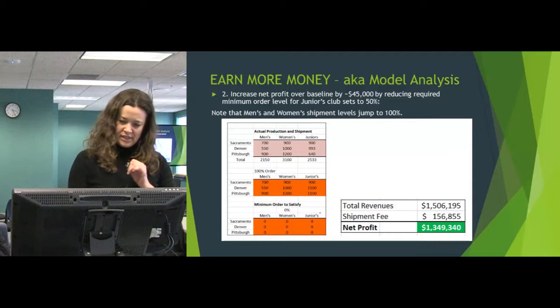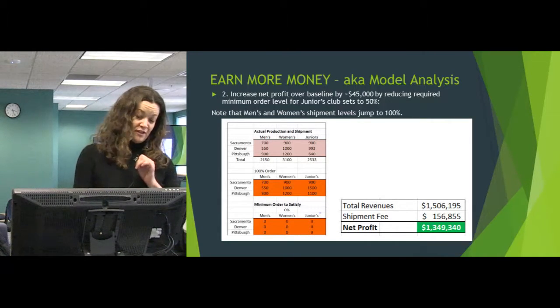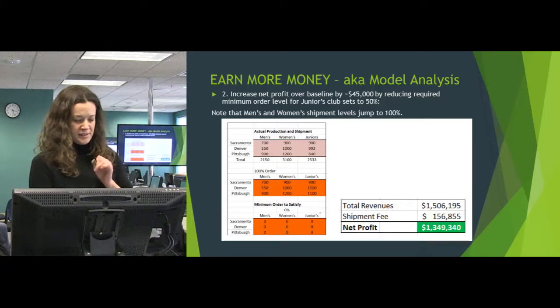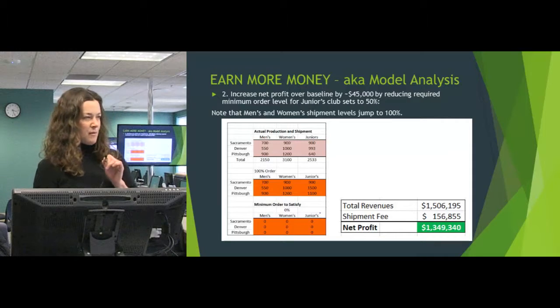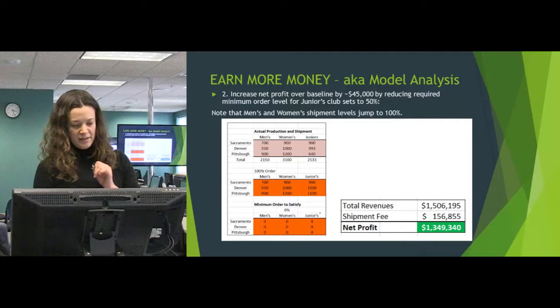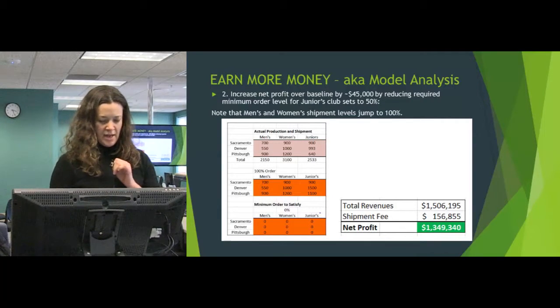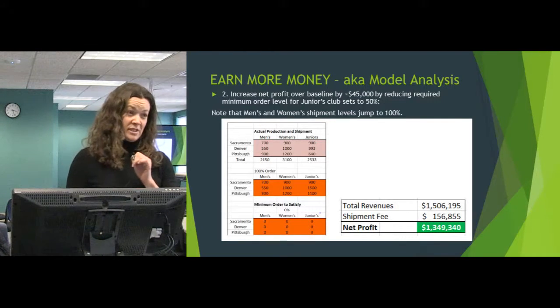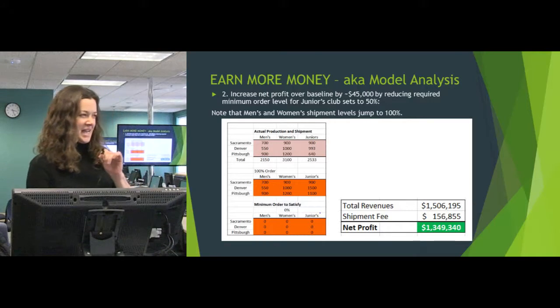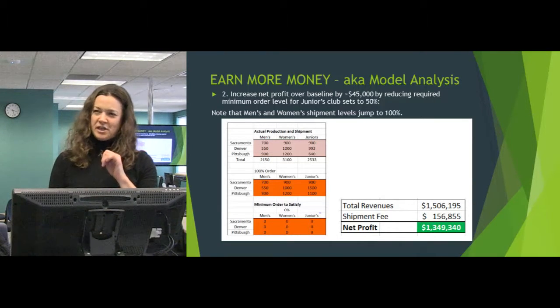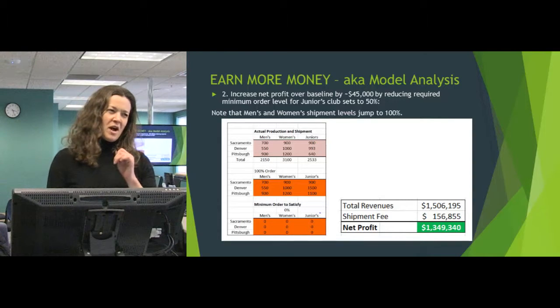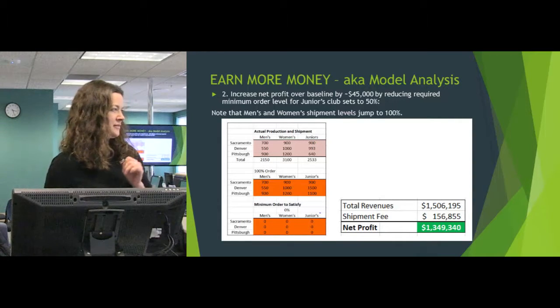And then again, this is more detail about reducing the juniors club sets to approximately 50% level. The way that we ran this is we said, let's just go ahead and say that there's no minimum order at all. And when we ran the solver, the solution came back showing that we would actually get 100% of the men's and women's golf sets, and 100% of juniors in Sacramento, but less in Denver and Pittsburgh. So tell me why. Why do you think that would be?